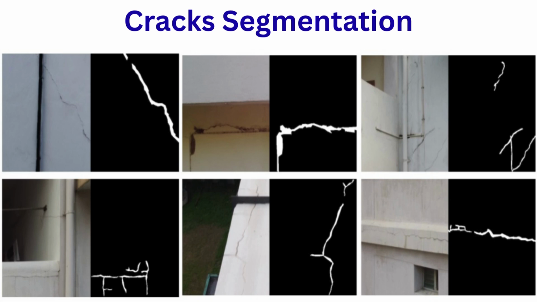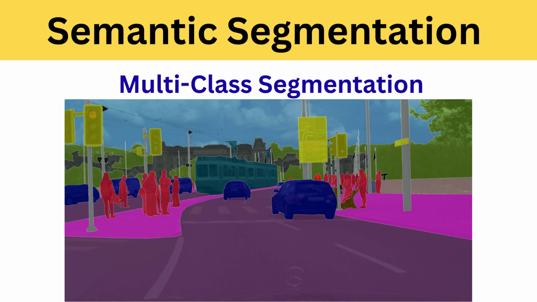The next level is multi-class semantic segmentation. The model classifies every pixel into many classes. All pixels of the same type get the same color, regardless of who owns them. In a road scene, each class gets a different color. Pedestrians are shown in red, vehicles in blue, signals in yellow, and footpaths in pink.